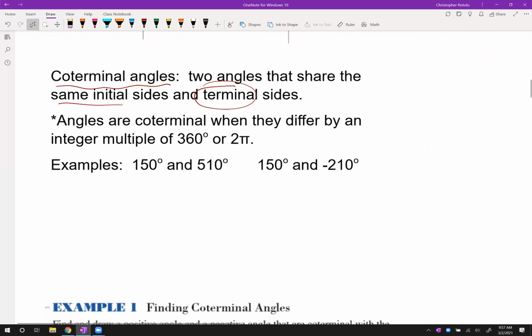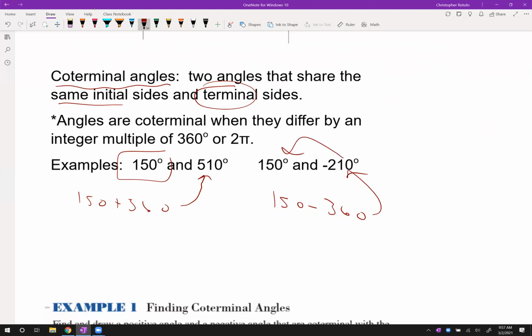Okay, so examples: 150, and then we have 150 plus 360. Take a guess. 510. What if I did 150 minus 360? I'm going to get negative 210. Okay, so for our purposes, we typically always want to work with something between 0 and 360, and we also want it to be positive. So we're going to use this rule any time we want so that things work out very, very nicely for us.